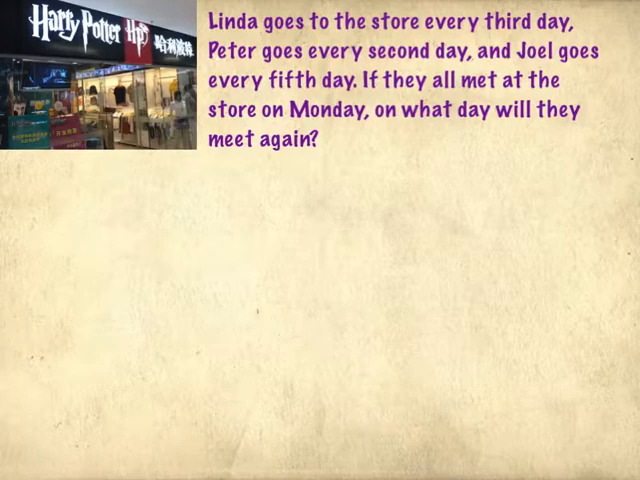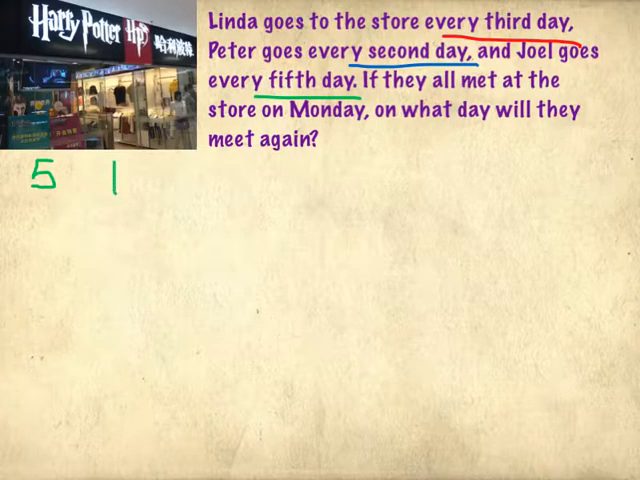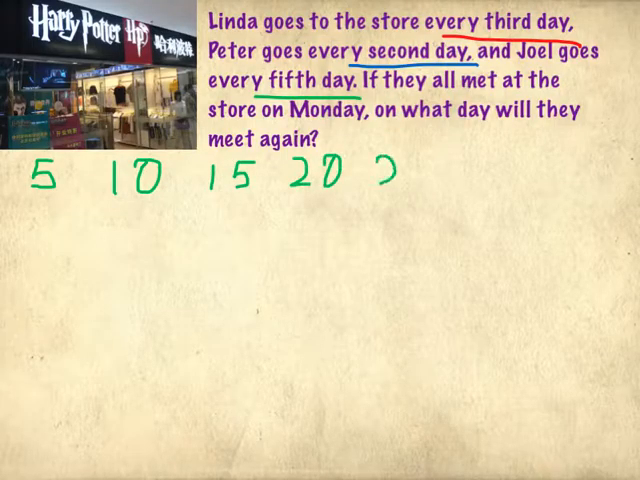There is another way to solve this problem, and that's by finding the lowest common multiple. So I know that Linda went to the store every third day. I know that Peter goes every second day. And I know that Joel goes every fifth day. So what I'm going to do is find all the numbers I can get to counting by those. So 5 is going to go 5, 10, 15, 20, 25, 30. I'm going to stop at 30 for now and see what happens.